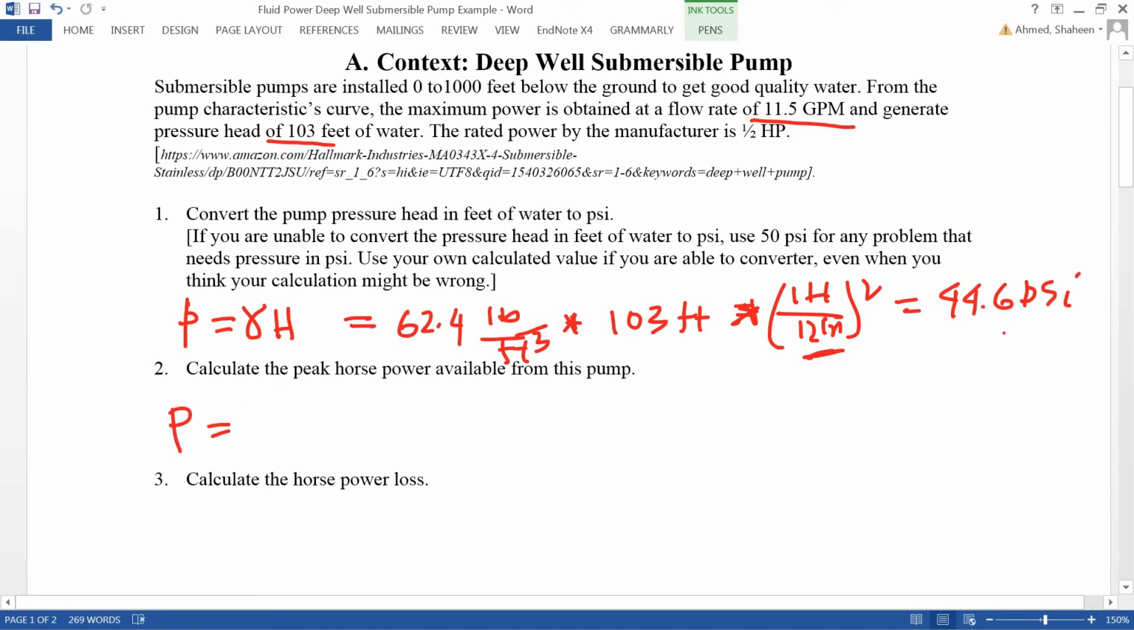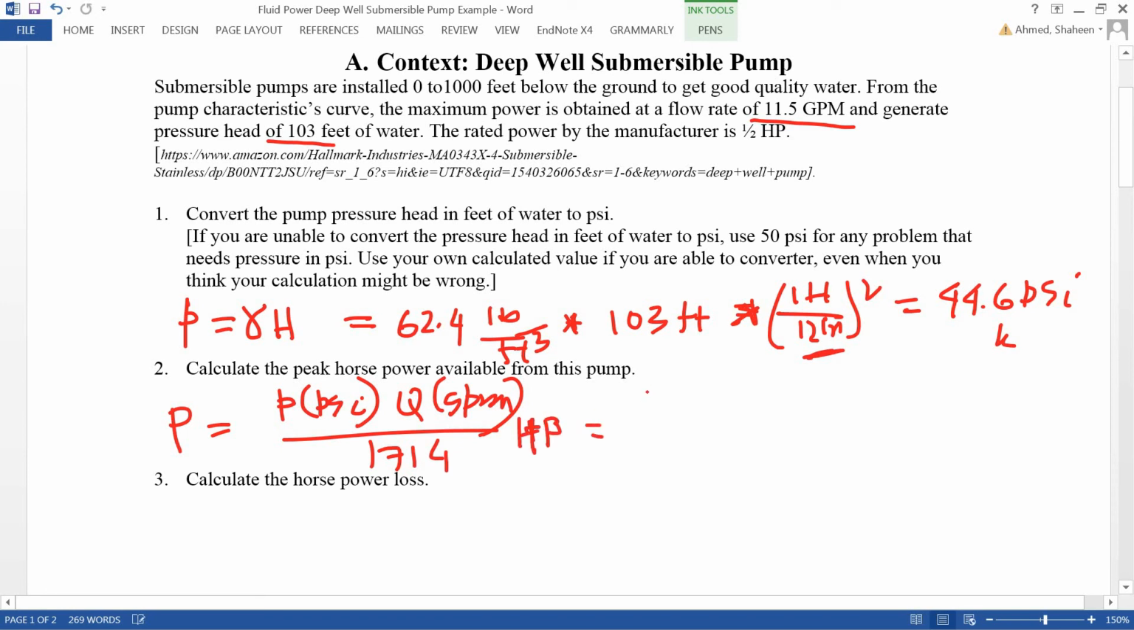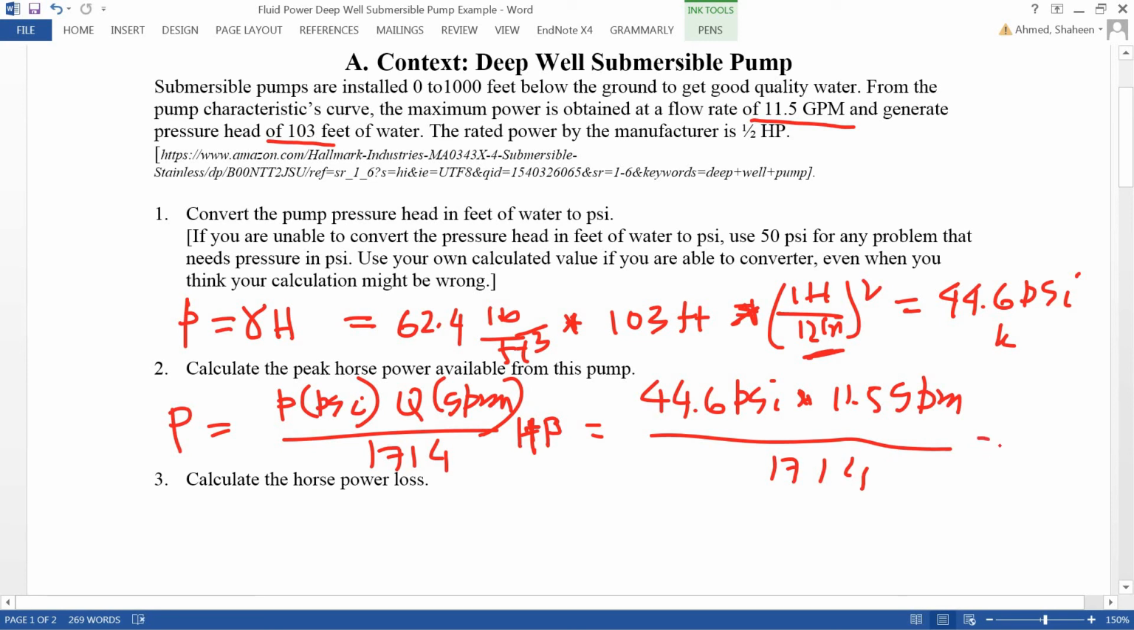and then I calculate the peak power. So that is the peak performance of the pump. It produces 103 feet of head at 11.5 gallon per minute. So we know that power, if pressure is in psi and flow rate is in gallon per minute, then divide by 1714 will give you the value in horsepower. So let's plug in all these numbers. I got 44.6 psi times 11.5 gallon per minute, divide by 1714. I have calculated that to be 0.3 horsepower.